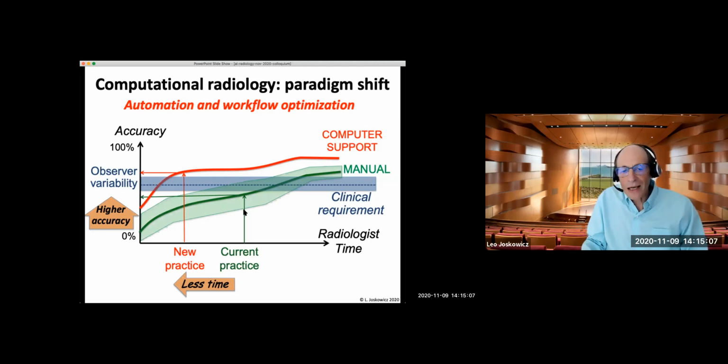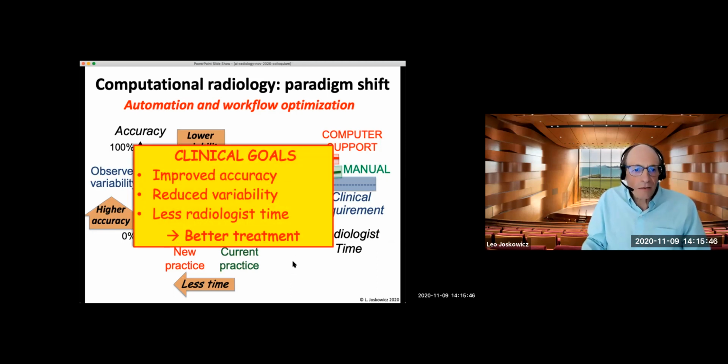And what you see nowadays is that in current practice, this band can be quite wide, okay? Not only in terms of the classification of the disease, but also in terms of the actual measurement. And what we're looking for is, first of all, to quantify what this observer variability is, and of course to reduce it so that it is above the clinical requirement. So this is a little bit abstract, but it sets up the practical goal of computational radiology. So the third aim is to lower this variability, okay?